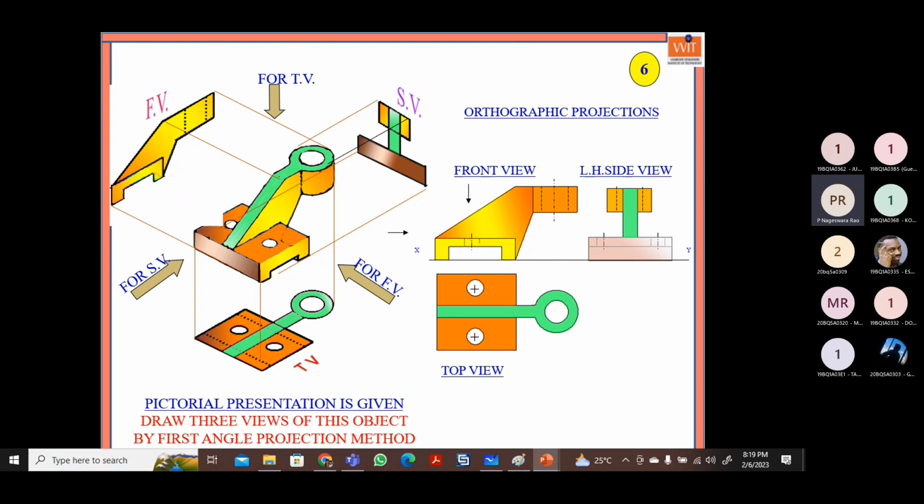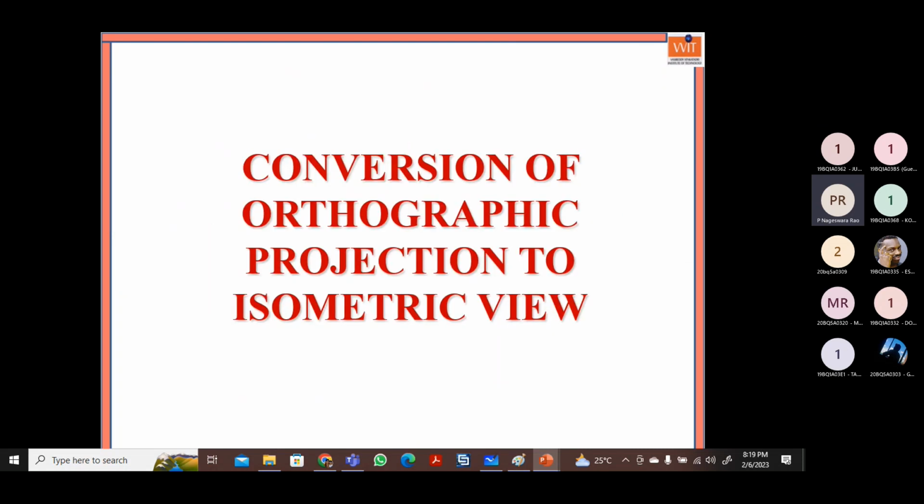So at least guess the image, that makes success in the interview. So we will learn this concept, conversion of ortho to isometric view, in the next class. And today it is sufficient, I think so.